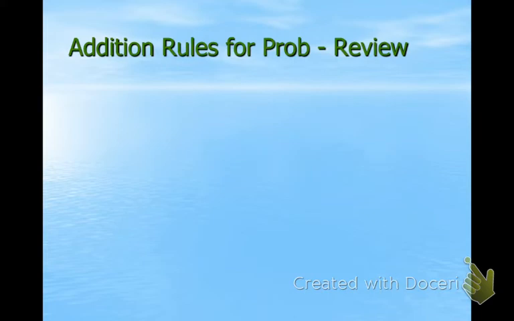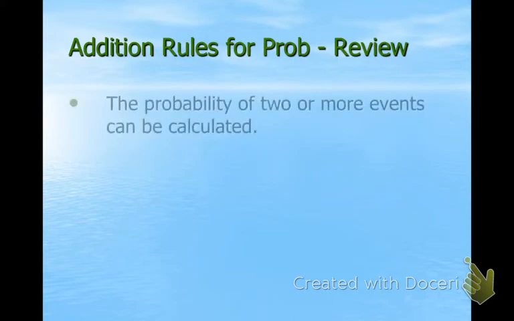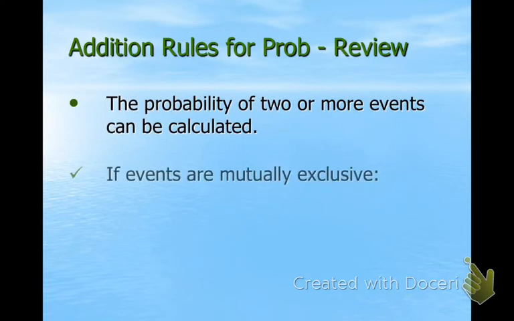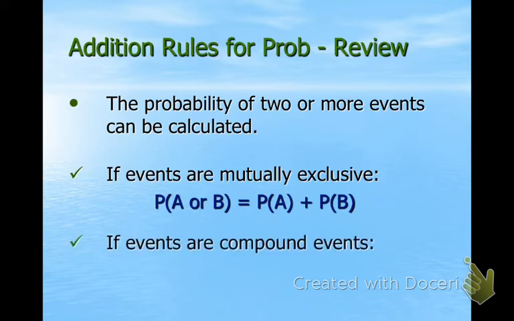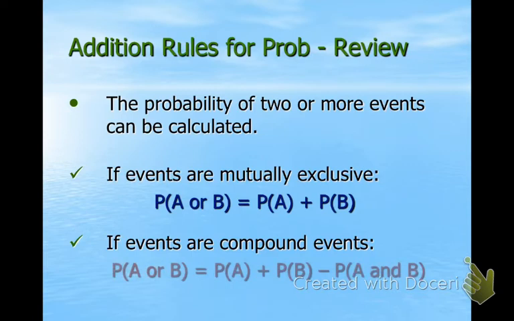Whenever we use addition rules for probability, that's the probability of 2 or more events that can be calculated. If events are mutually exclusive, then it's an A or a B, and we're going to add the two probabilities together. Again, if it's a compound event, then we're going to take the probability of A plus the probability of B, and then subtract that overlap.